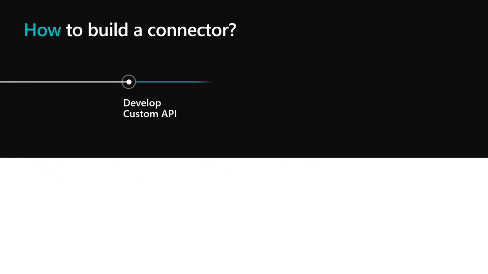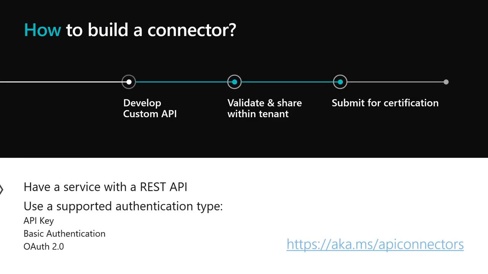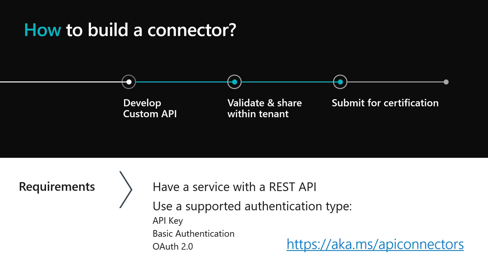So how do you go about building a connector? As I mentioned briefly earlier, there are a couple of steps to it. The first step is to have a RESTful API. Once you have a RESTful API, the next step is to think about authentication. And Flow supports primarily all the canonical types of authentication. We support API key-based authentication, basic authentication, and OAuth 2.0.